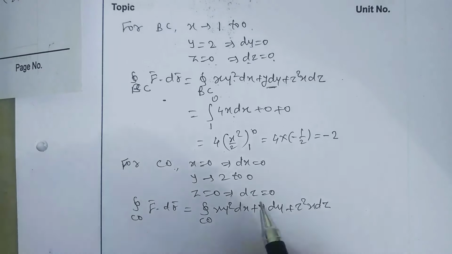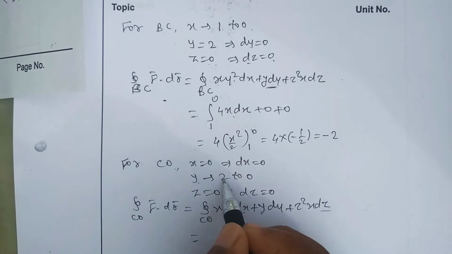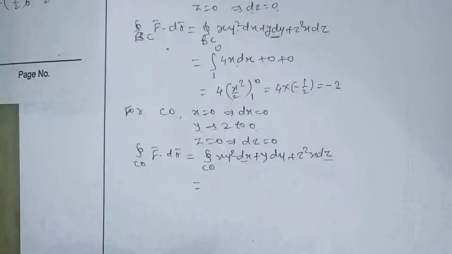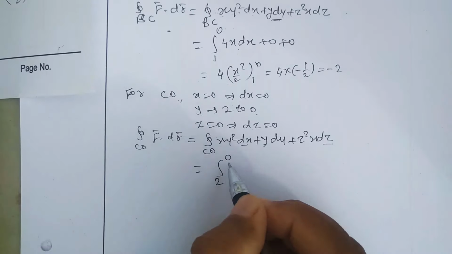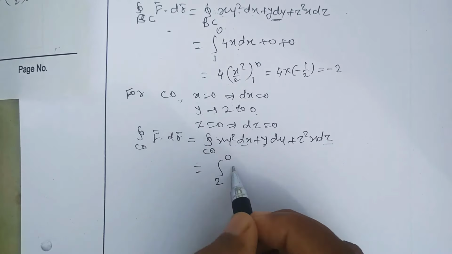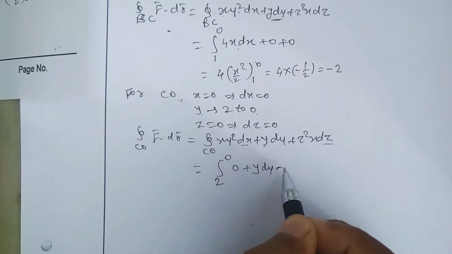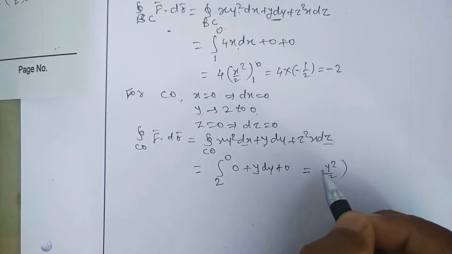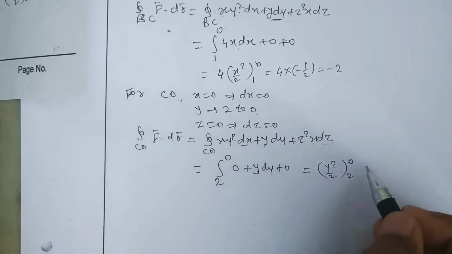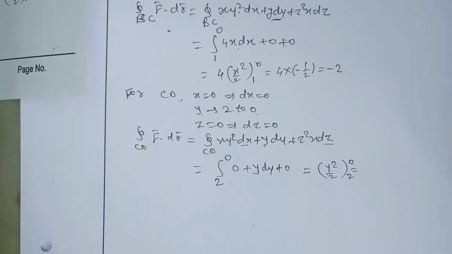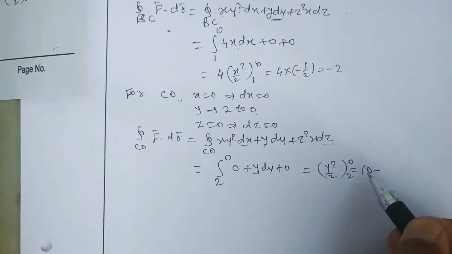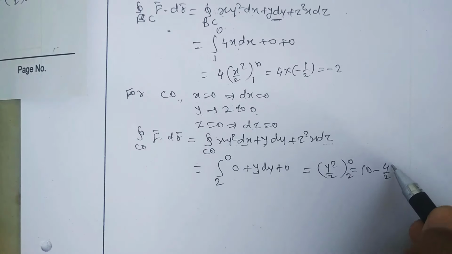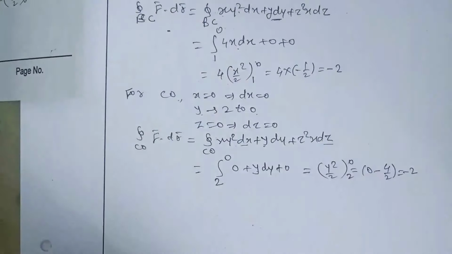Now putting dx is 0, dz is 0, the first term and third term are automatically 0. And for the second term, y varies from 2 to 0. So here y varies from 2 to 0. First term is 0, second term is y dy, and third term is also 0. So the integration of y is y square by 2, limits are 2 to 0. So this is equal to, upper limit is 0, lower limit is 2 square is 4, 4 upon 2, that is minus 2.